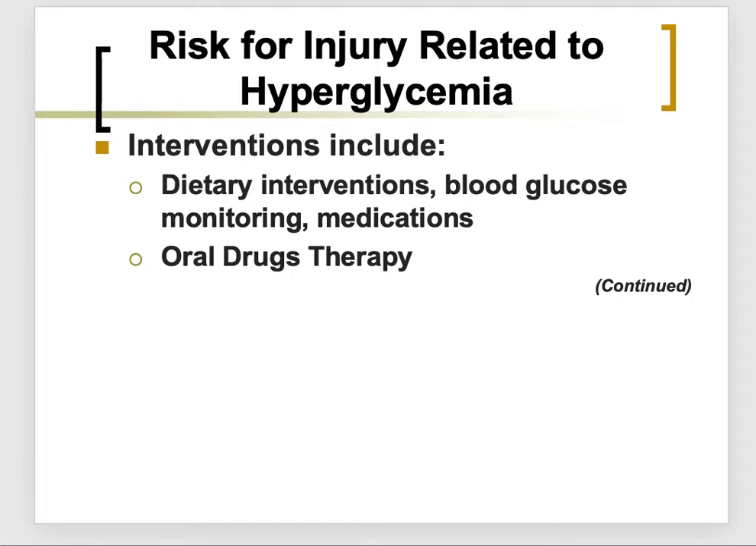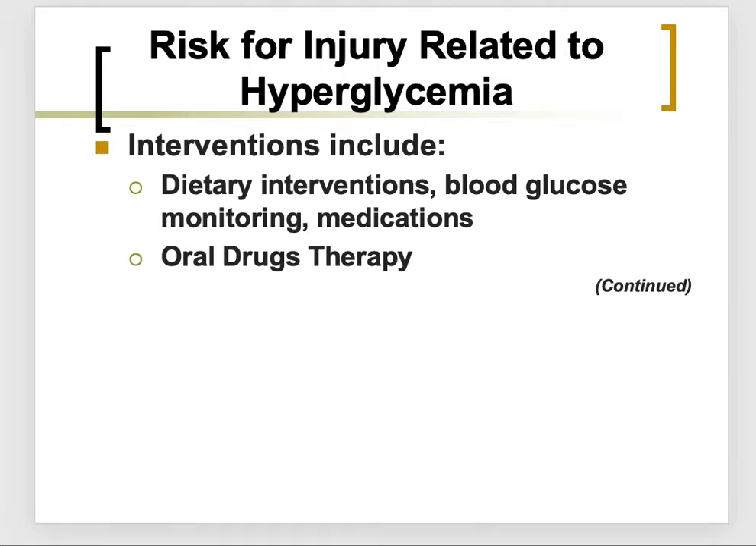So for the risk of injury-related hyperglycemia, the interventions are, number one, what are they eating? Right? Where are they getting their food sources from? What kind of carbohydrates are they eating? Are they measuring their blood glucose? Are they doing their finger stick monitoring? Are they on medicines? If they're given medicines, are they taking them? That's the biggest question, is are they regularly taking them every day?